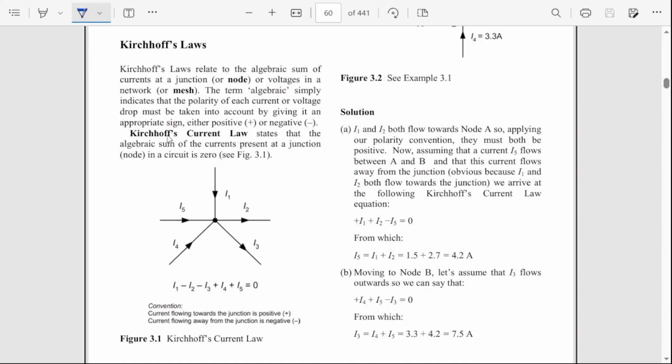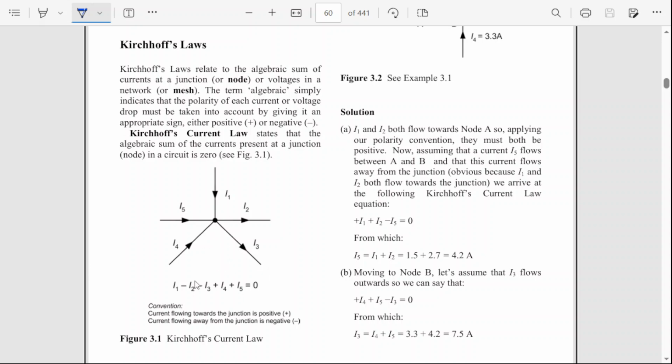In this video, let's take a look at Kirchhoff's laws. Kirchhoff's laws will help you a lot when it comes to analyzing circuits. So the first one is Kirchhoff's current law, and it basically states that the sum of all the currents merging into a node is equal to 0.